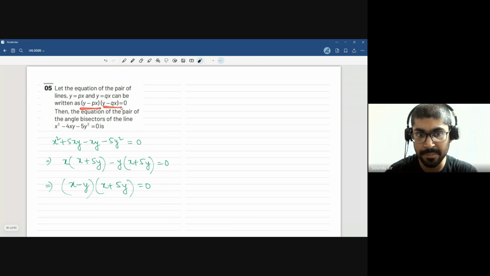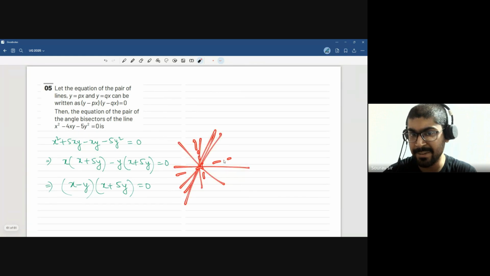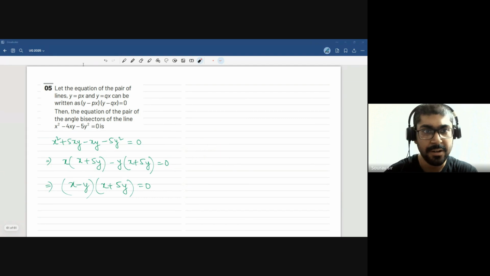So these are all pair of straight lines, x minus y is this line, I think, and x plus 5y should be something like this. So I have to find the equation of the pair of angle bisectors, right? Do you need any hints or are you not aware of the formula?